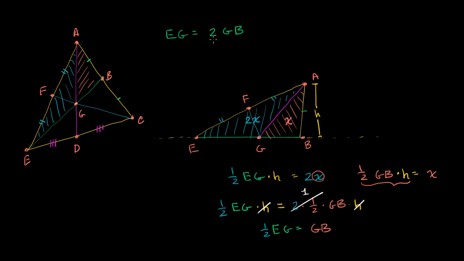Well, actually, let's go back to the result we wanted to prove. To get there, we just have to multiply both sides of this equation by 2. You multiply the left-hand side by 2, you get EG. You multiply the right-hand side by 2, you get GB. So we've proven that EG is twice GB. And you can apply the same logic to any of the medians to show that the centroid is exactly 2/3 along the way of the median.